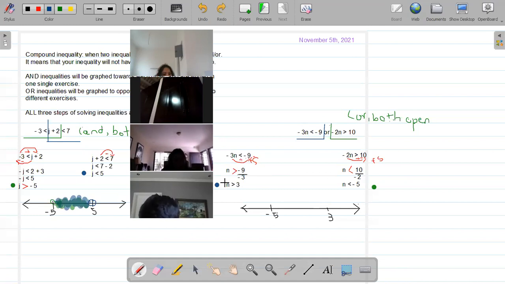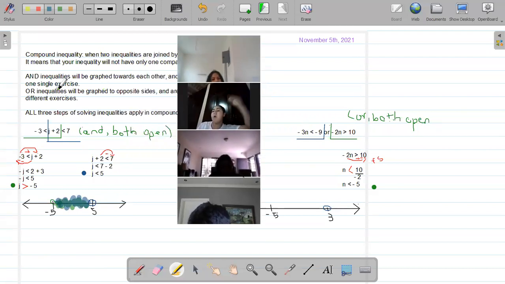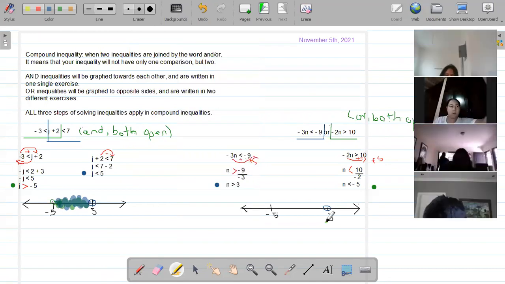So the blue one, n is greater than 3. This is open. And let's shade from that point. Is it to the right or is it to the left? Remember, according to the definitions in here, they are going to be graphed in opposite sides. So let's check if that's true. So we got 3. Should I shade to the right or to the left? To the right. Right, shade to the right.